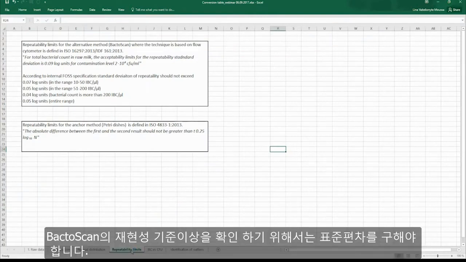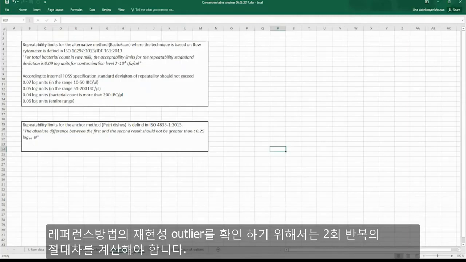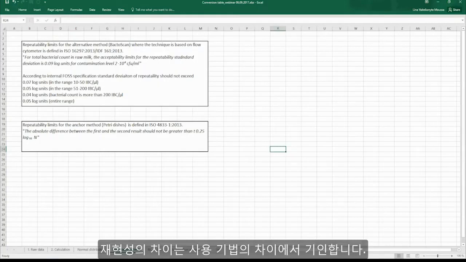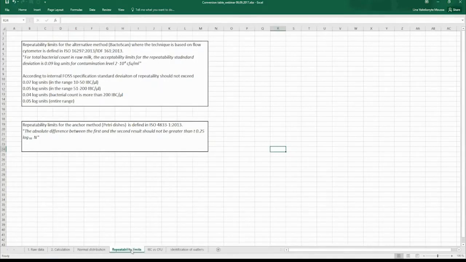To look for repeatability outliers on the BactoScan, we have to calculate the standard deviation. And to look for repeatability outliers from the reference method, we have to calculate the absolute difference between two replicates. The differences in repeatability calculations are due to differences in technique.